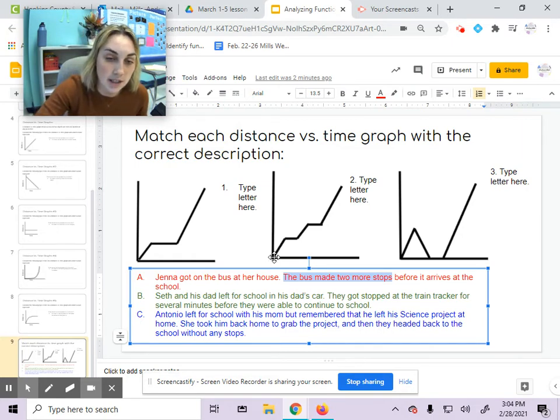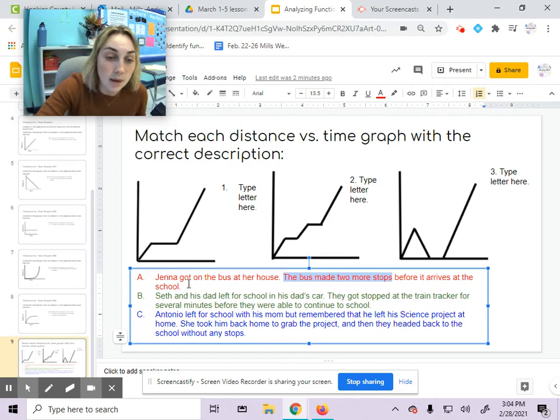So it says she got on the bus, so she's riding the bus, and then there's a stop. We're at rest for a little bit. That could represent the bus stopping to pick up another kid. And then the bus closes the doors and they're on their way back to school again. Oh, well, there's a stop here too, and there's a little bit of time of rest for the kid to get on the bus. And then after that, we are moving on back up to school.